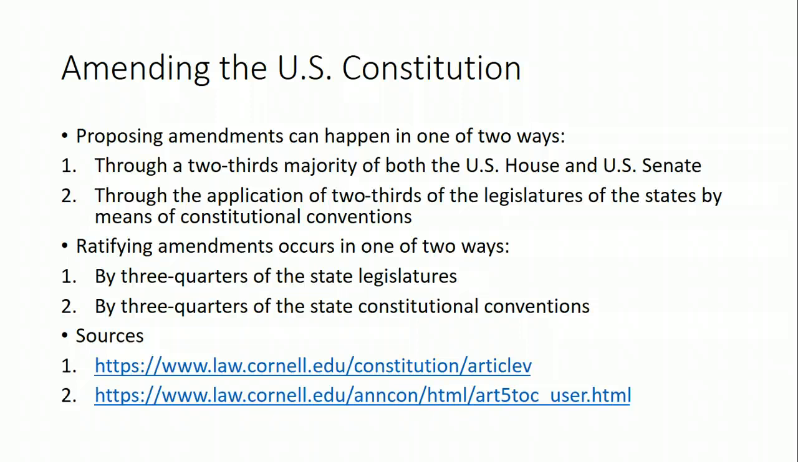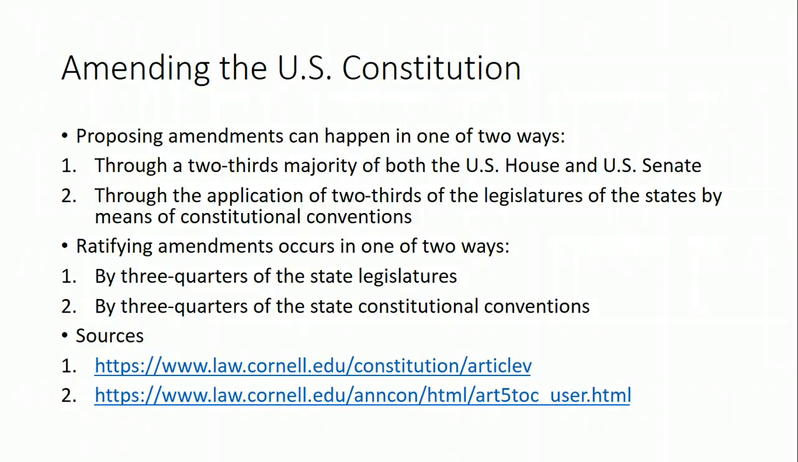Proposing amendments can happen in one of two ways: through a 2/3 majority of both houses of Congress, the House and the Senate, or through the application of 2/3 of the legislatures of the states by means of constitutional conventions. So that's how amendments are proposed.